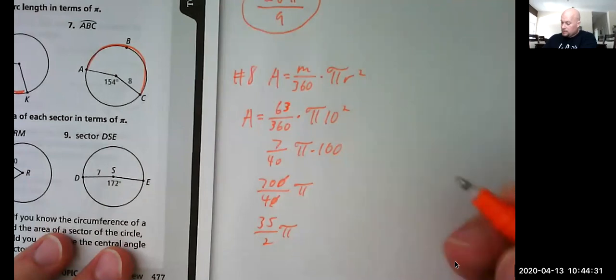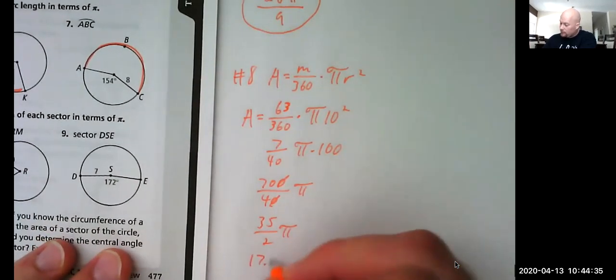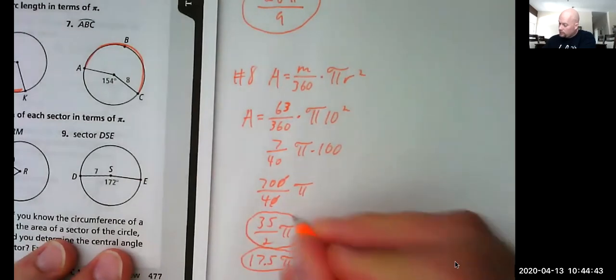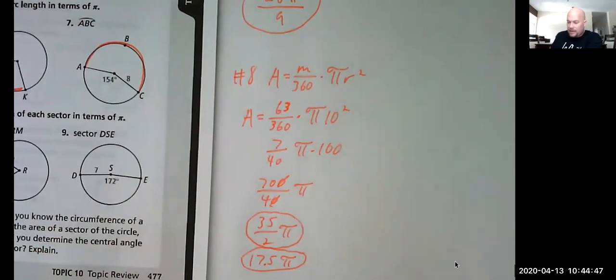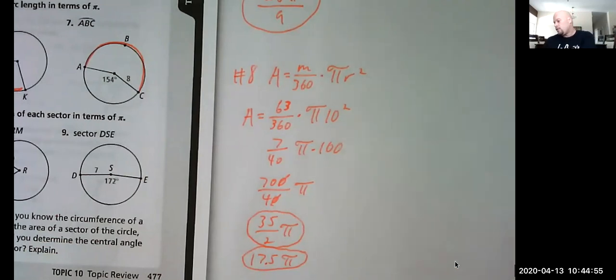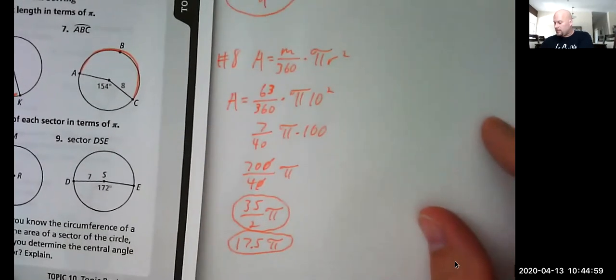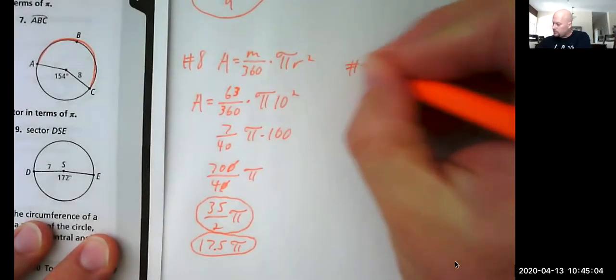Since this one gives us a terminating decimal, because this would just be 17.5, we could write this a variety of ways. 17.5 pi is acceptable. 35 over 2 pi is acceptable. Or again, you could also put pi in the numerator, so it could be 35 pi over 2. So several different ways that you could do that problem. Now, for the one right next to it, same idea, same concept. Let me just slide this over. I'm going to do number 9 right next to it.